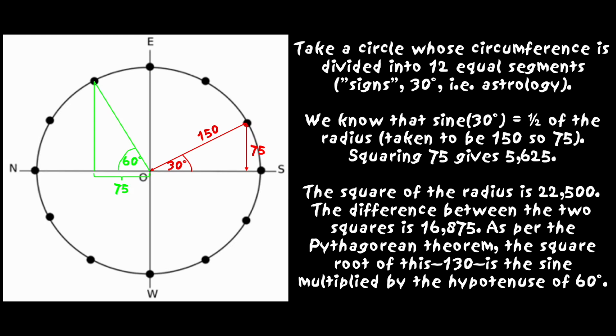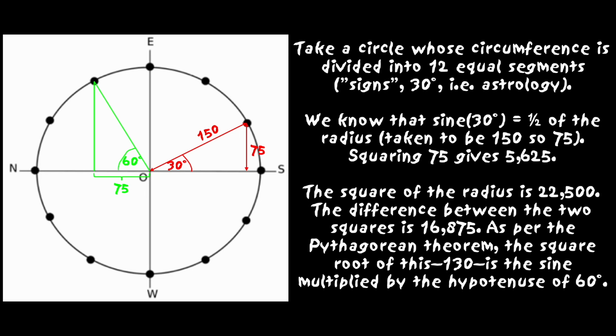Take a circle whose circumference is divided into 12 equal segments of 30 degrees, or sines. This circle has a radius of 150 units. We know that sine of 30 degrees is half of the radius, or 75. If you go to the other side, you see this green triangle that's 60 degrees.